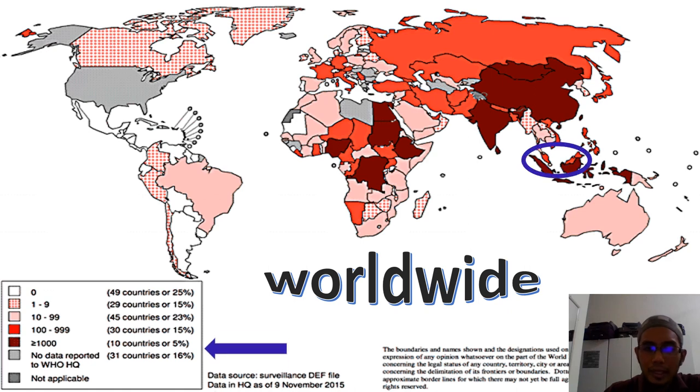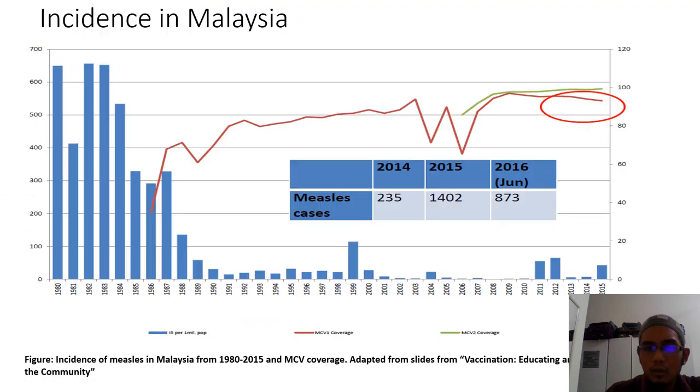Okay, worldwide, and also in Malaysia, we can still see the number of cases fluctuating because of the vaccination coverage, as I show you in the graph here, the coverage of the MCV1. MCV1 is the first dose of measles vaccine. Okay, MMR, measles, mumps, rubella vaccine.